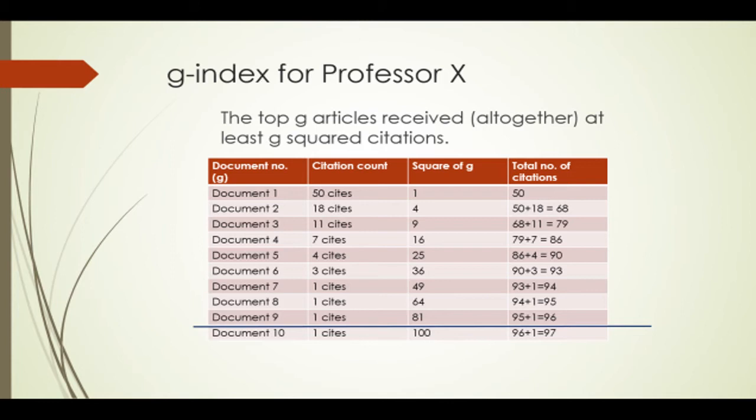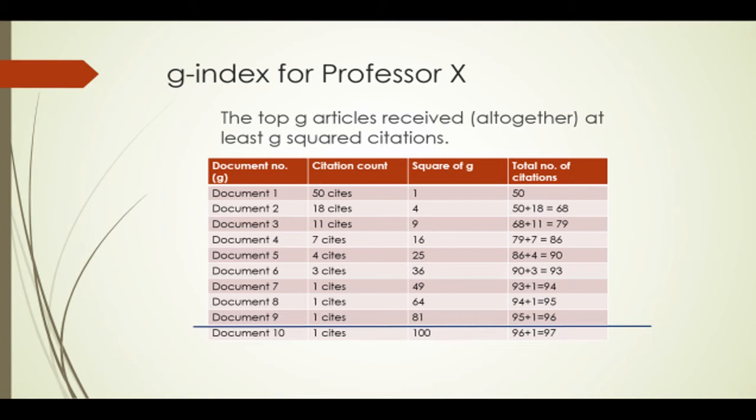Second, we go to document 2. So 2 articles, second article which has got 18 citations, in total 50 plus 18, 68 citations. G square: here G would become 2 articles, so 2 square is 4. 68 is more than 4. The total number of citations is at least G square. Again, condition satisfied. Third article, 11 citations, 68 plus 11, you have a total of 79 citations, G square is 3 square, 9. Condition again satisfied.